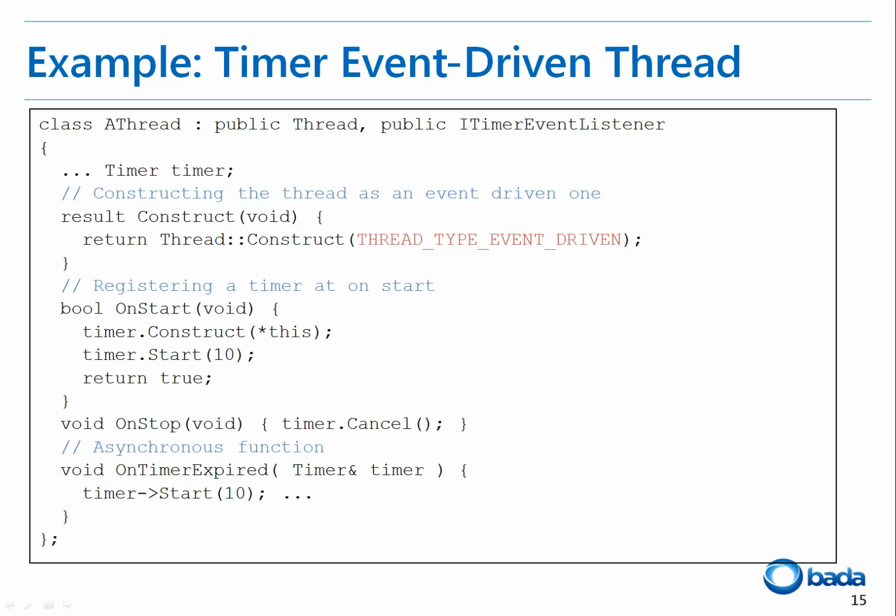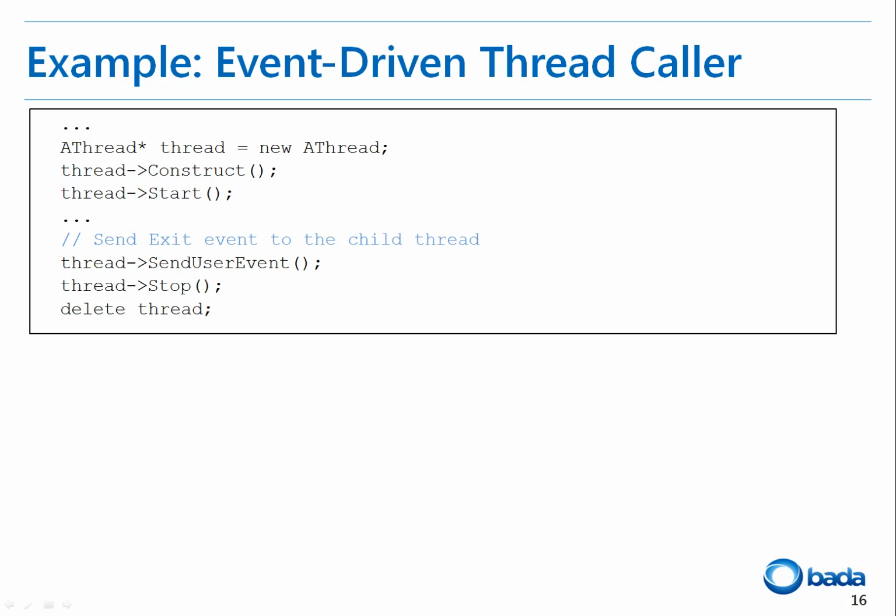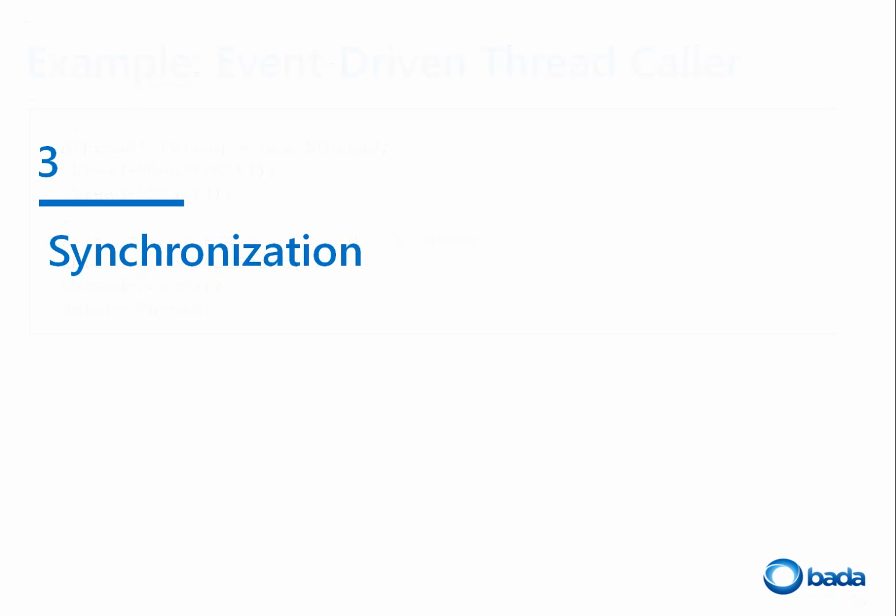Since this class is an event-driven thread, the Run function is not implemented. You can use the event-driven thread from another thread in the same way as a conventional worker thread. Event-driven threads facilitate sending user events to the child thread and handling them through the SendUserEvent and OnUserEventReceivedN methods, respectively.